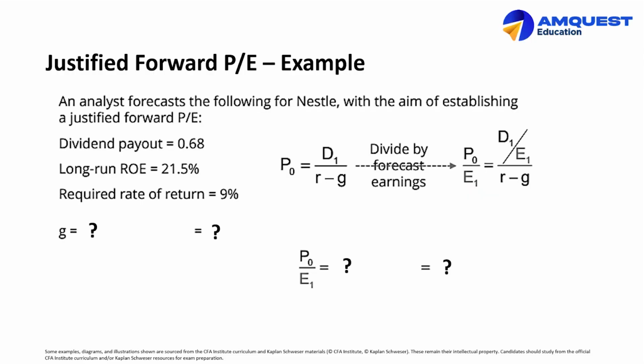So let's see a formula. Analysts forecast the following for Nestle with an aim for establishing a justified forward PE. तो हमें दिया है dividend payout rate. So dividend payout rate, that means ये पूरा. This is 0.68.